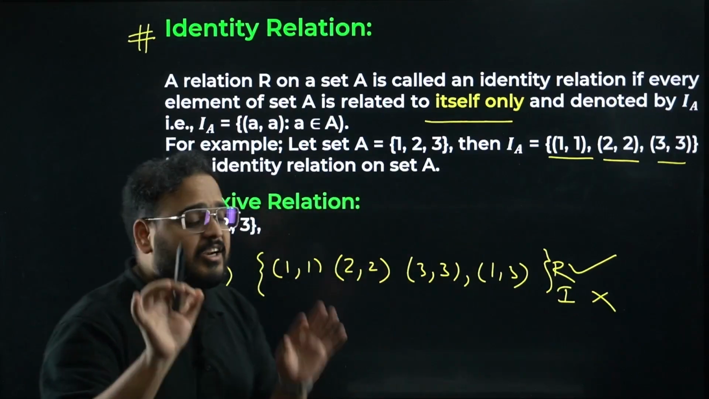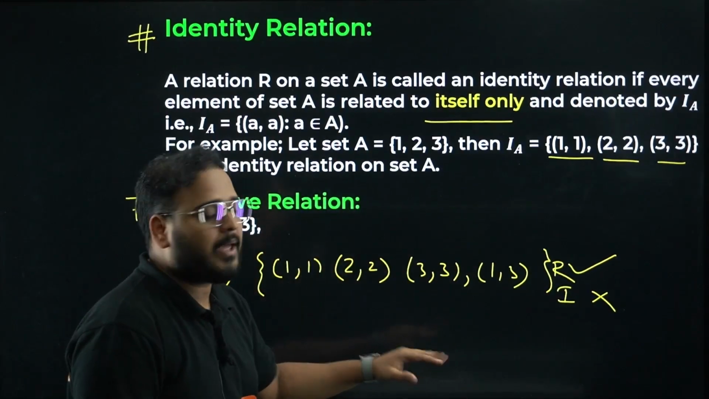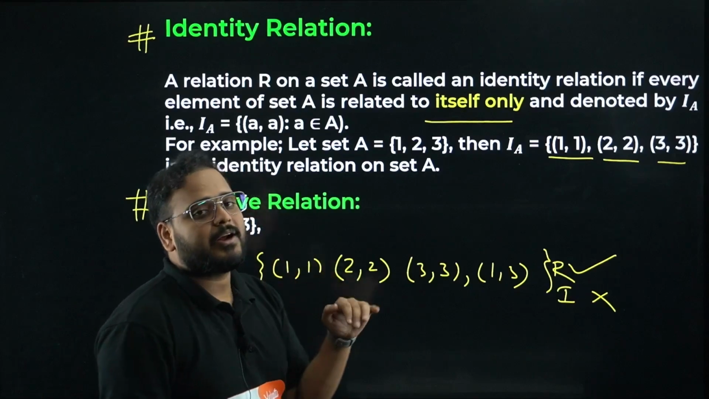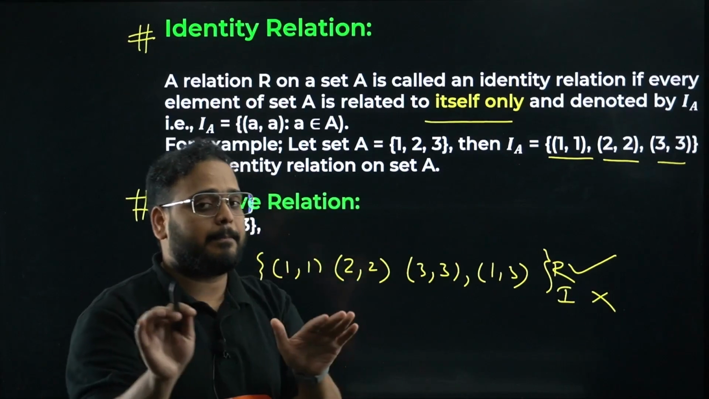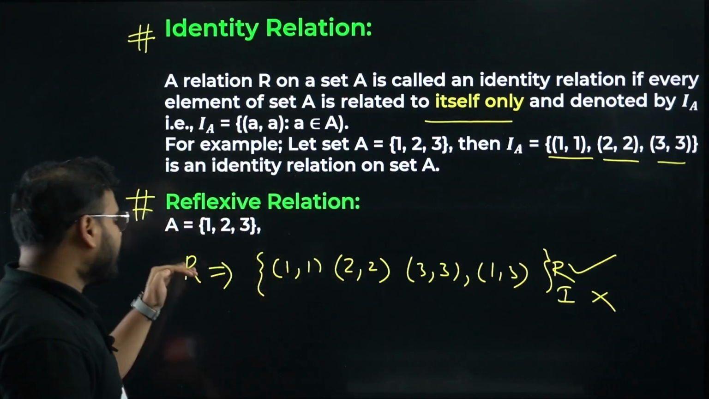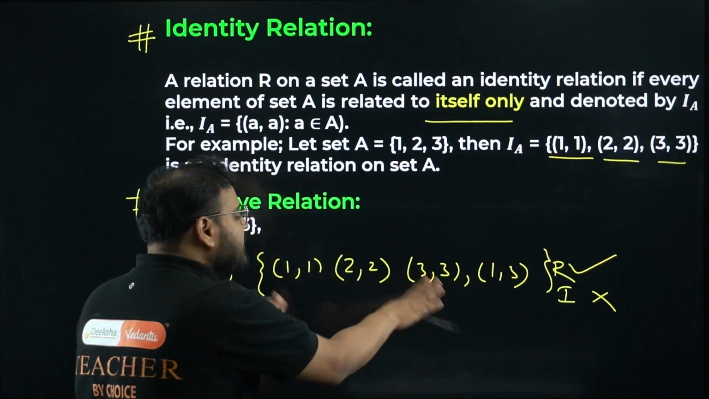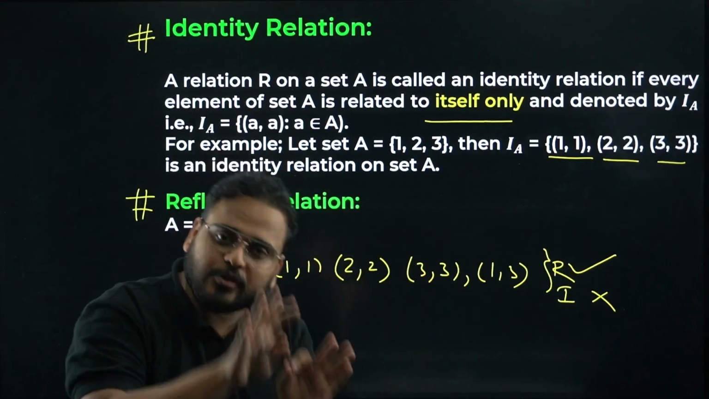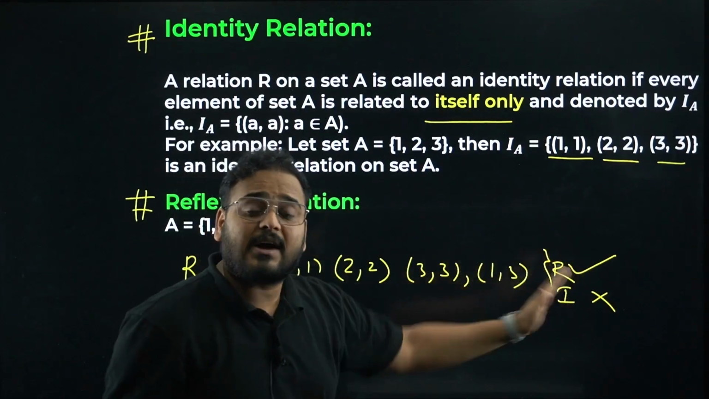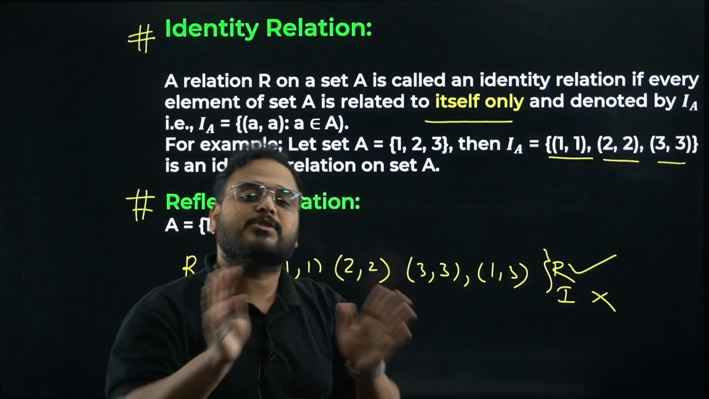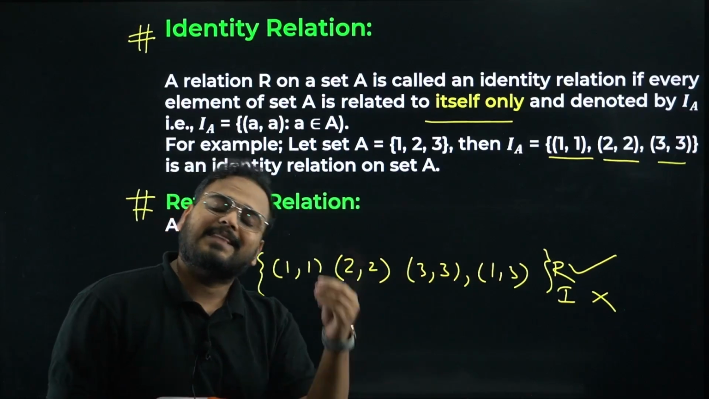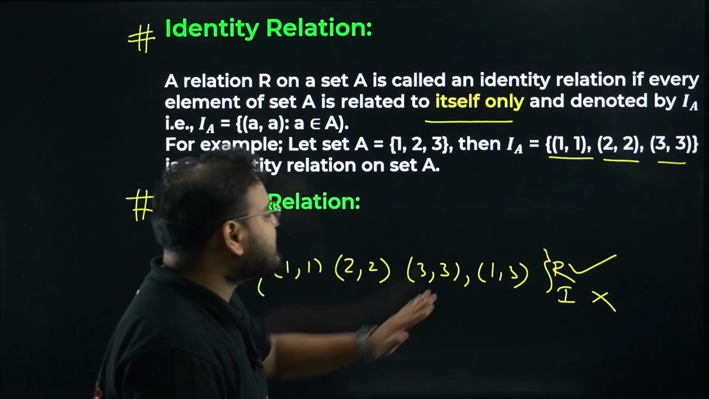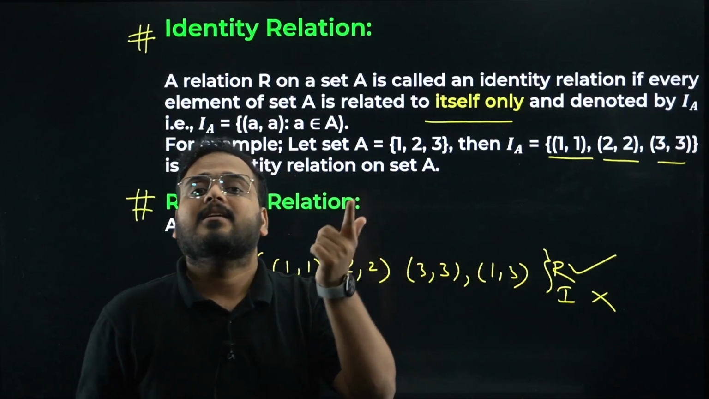For identity relation, it has to be only to itself. Only to itself means 1 1 should be there, 2 2 should be there, 3 3 should be there, and apart from that nothing else should come. Whereas if you talk about reflexive, the understanding is minimum this should be there. Identity should be there, and anything else comes after this, even if it doesn't come, it's okay. But if something else comes after 1 1, 2 2 and 3 3, that also is allowed. So this is the difference between reflexive and identity relation.